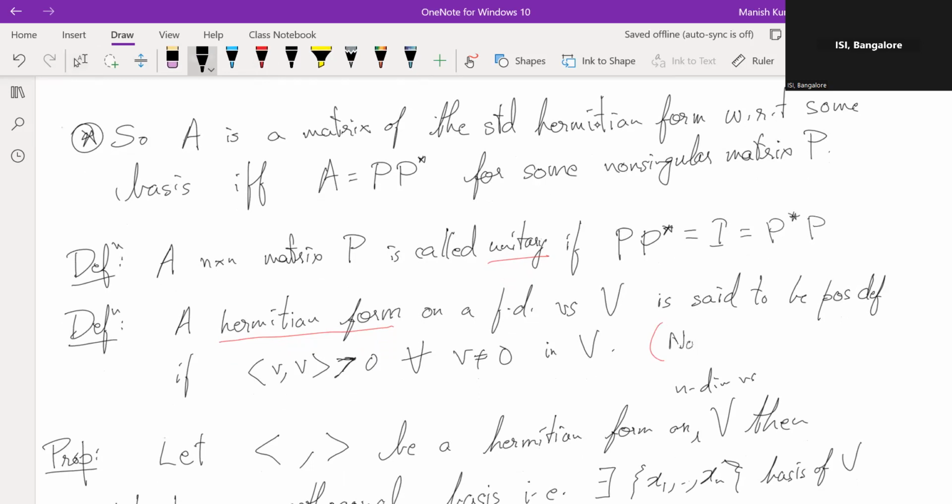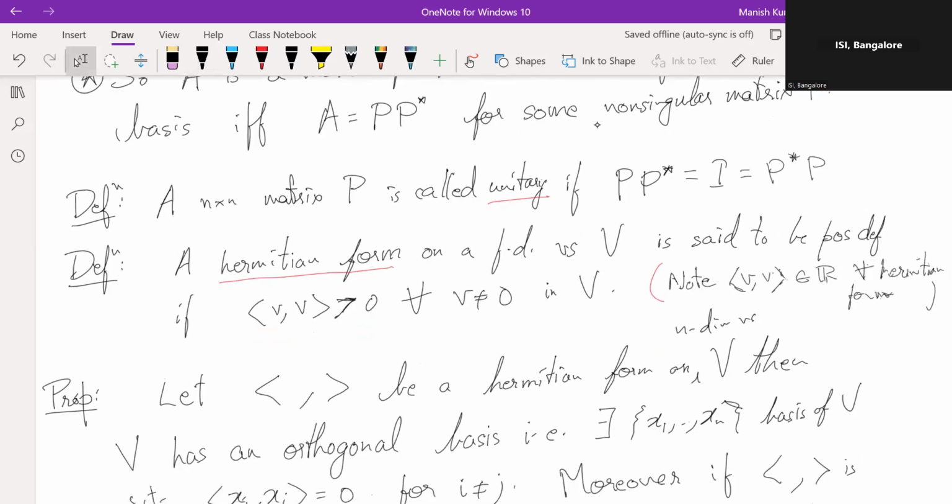Note: v comma v is a real number for all Hermitian forms and for all v. So for any v, this is always a real number. But for positive definite, we want it to be positive for non-zero vectors.